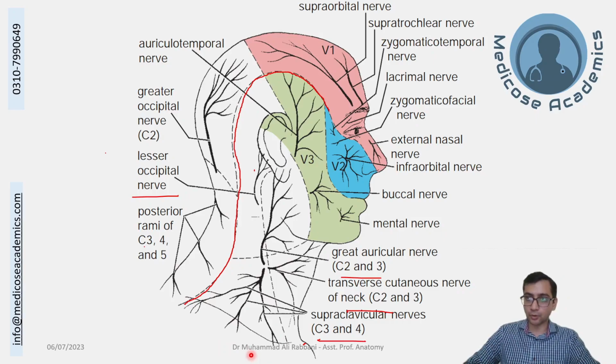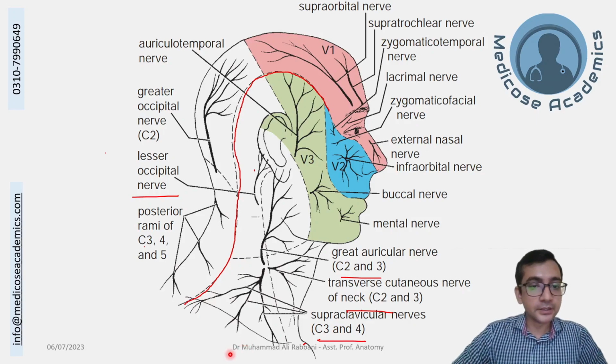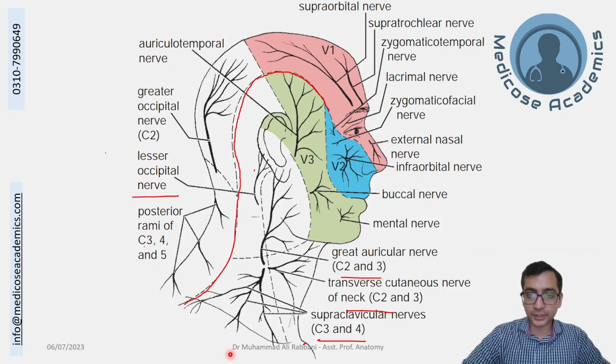Where did all of the rest go? Where did C5, C6, C7, C8, T1 go? So this is the question for you. Answer me in the chat. This is a brain teaser for you. So these are the cutaneous nerves.